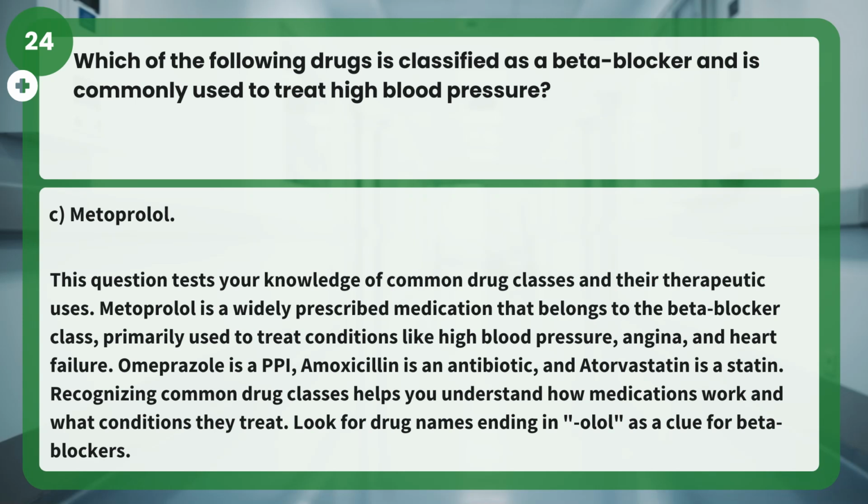Answer C. Metoprolol. This question tests your knowledge of common drug classes and their therapeutic uses. Metoprolol is a widely prescribed medication that belongs to the beta blocker class, primarily used to treat conditions like high blood pressure, angina, and heart failure. Omeprazole is a PPI, amoxicillin is an antibiotic, and atorvastatin is a statin. Recognizing common drug classes helps you understand how medications work and what conditions they treat. Look for drug names ending in olol as a clue for beta blockers.